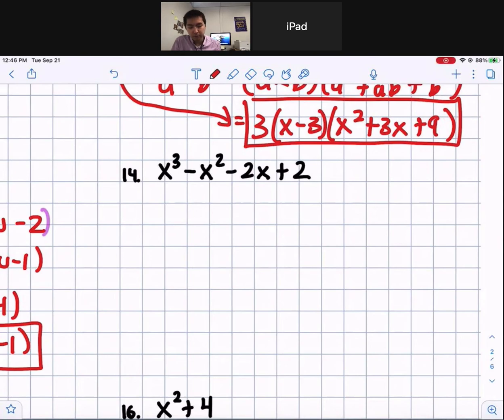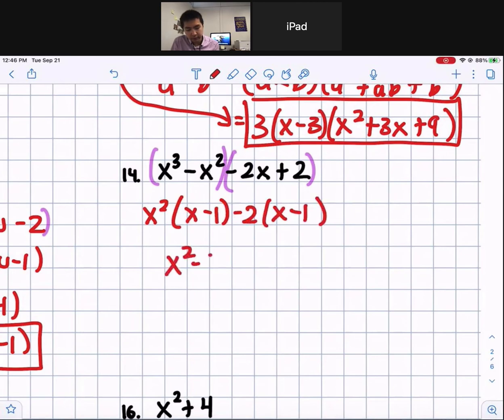Number 14. There's 4 terms, so you guys can factor this by grouping. Factor out an x squared from there to get x minus 1. Factor out a negative 2 from there to get x minus 1. x squared minus 2, x minus 1.